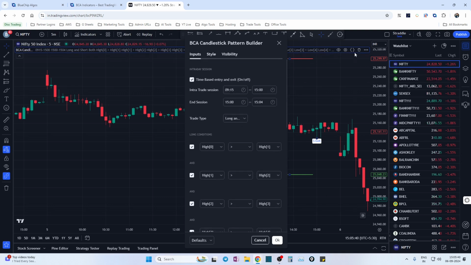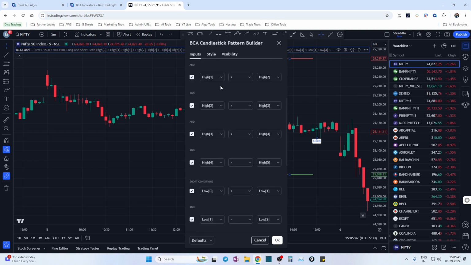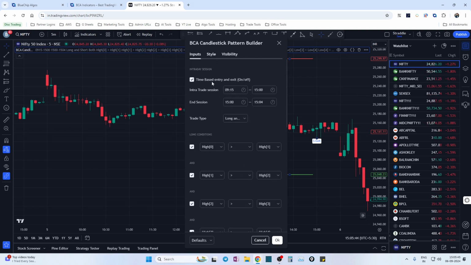If you go to inputs, then you have a lot of parameters. The first one is whether you want it to be an intraday condition or a positional one. If it's an intraday one, just check mark this. And you also have an option for during which time you want entry. If you put 9:15 to 3 o'clock, entry will be generated only between this time. Or let's say you want it only from 9:15 to 10:15, you can just put 10:15. So the entries will only be considered if it is between 9:15 and 10:15.